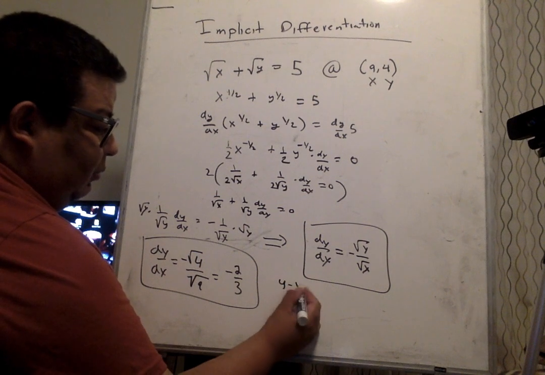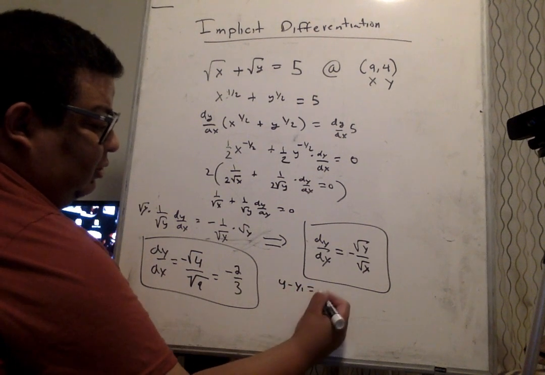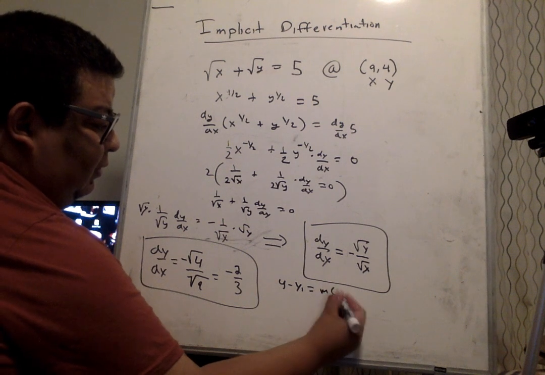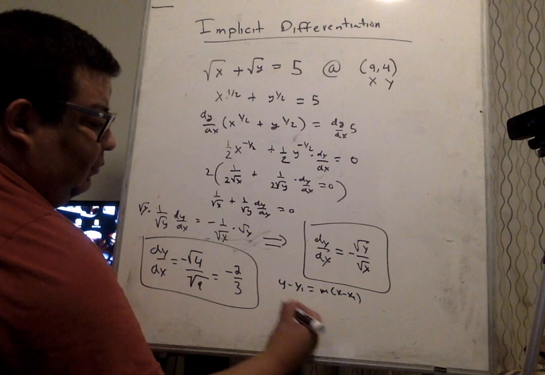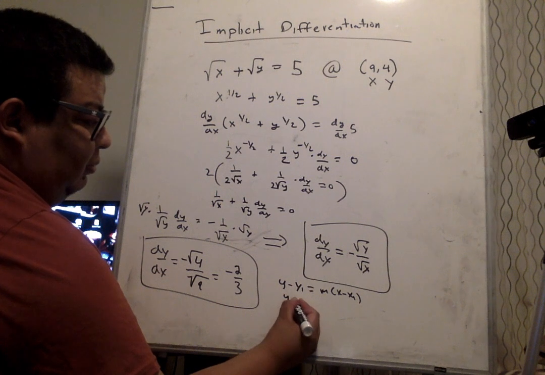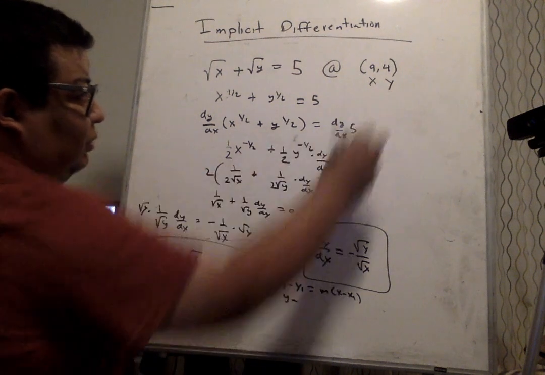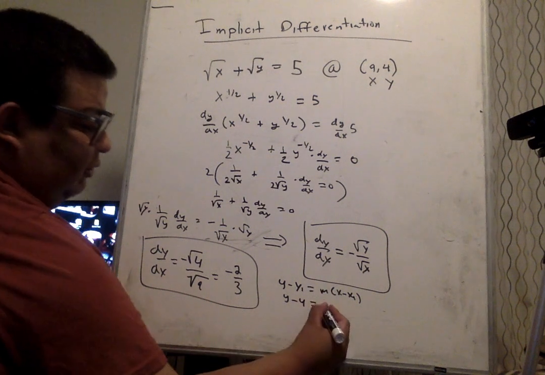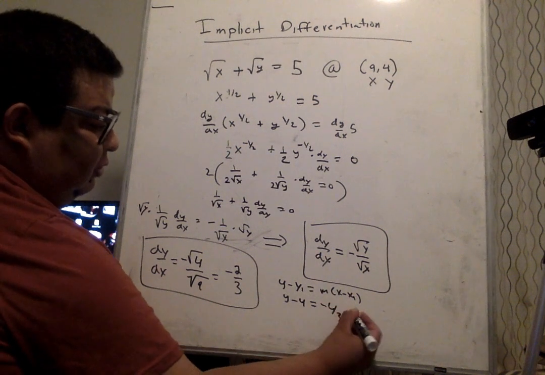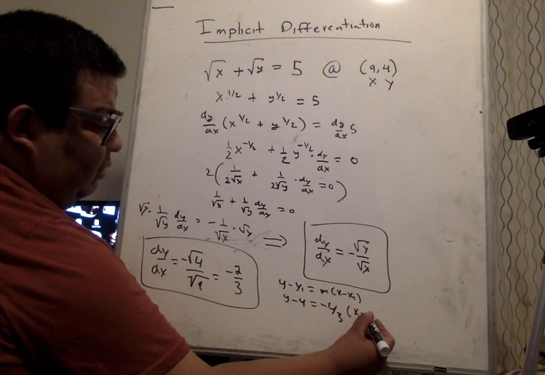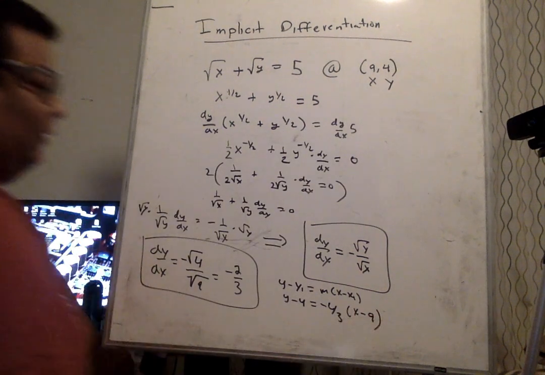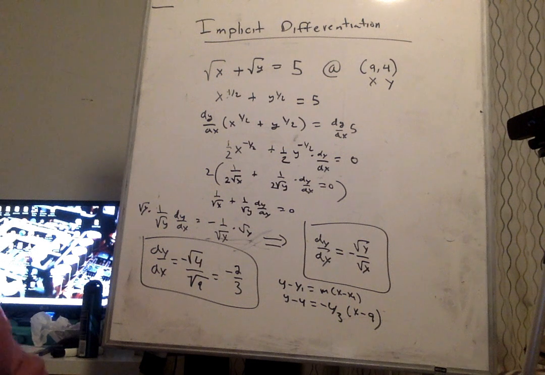Now we're gonna find the equation. So this is the point-slope form, y minus y1 equals m times x minus x1. So it will be y minus 4 equals the slope, negative 2/3, times x minus x1, this is 9. So that's the final answer, but we can turn it into a standard form.